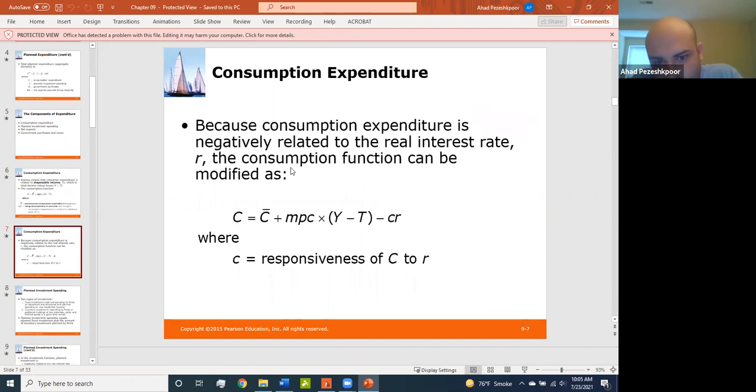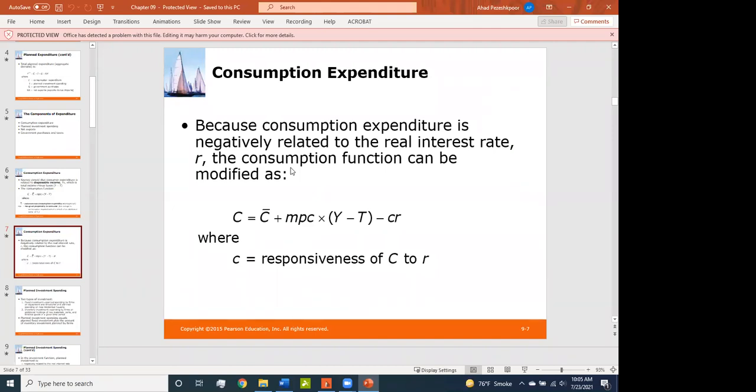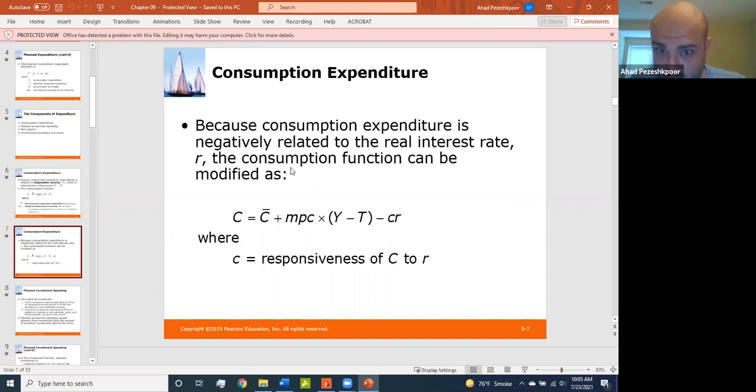Now, consumption would be autonomous plus how much you're taking from your disposable income, minus your responsiveness to the real interest rate. Why? Because you're always facing this decision. Should I consume my money, spend my money, or should I what? What's the alternative to consumption? Saving. Yes. Should I spend my money or should I save my money? That's the question that you always ask yourselves.